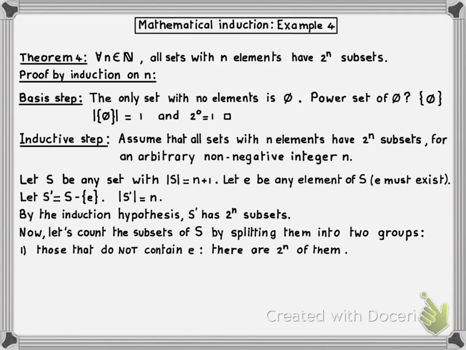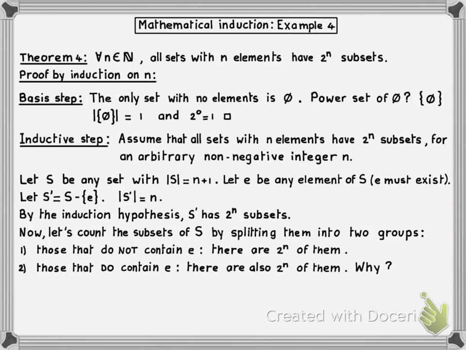Now, of course, there is the other group of subsets of S, those that actually contain E. And we also need to count those. Remember, a subset of S either contains E or does not. Now, it turns out the number of subsets of S that do contain E, there are also 2 to the power n of them. Now, why is that? Well, the intuitive answer is that for every subset that does not contain E, there corresponds a subset that does contain E, obtained by simply adding E to the subset in this group.